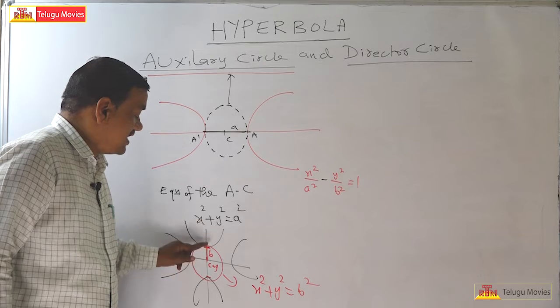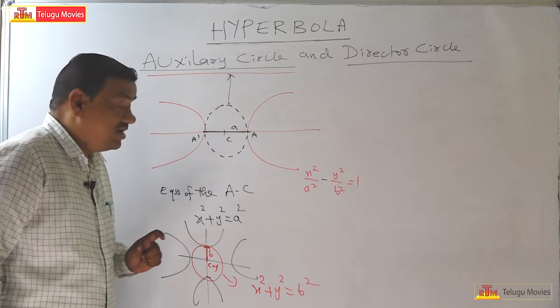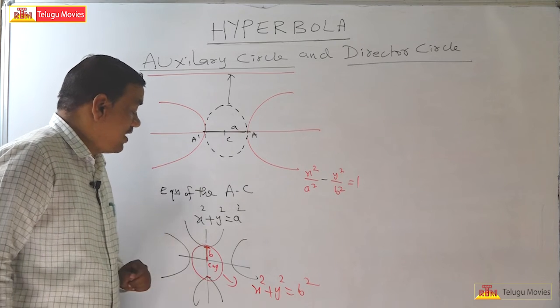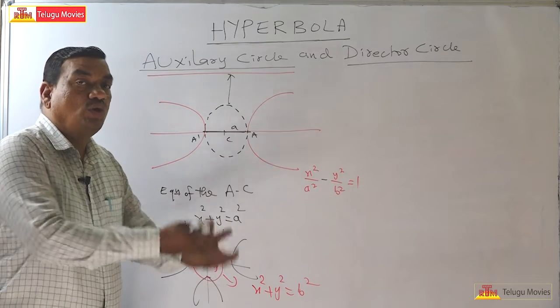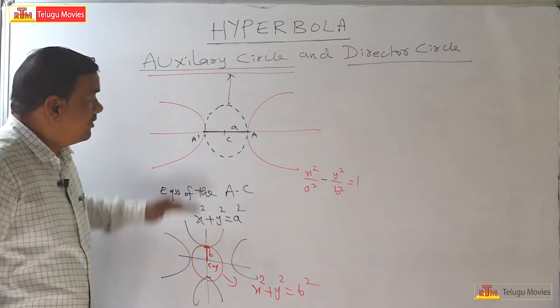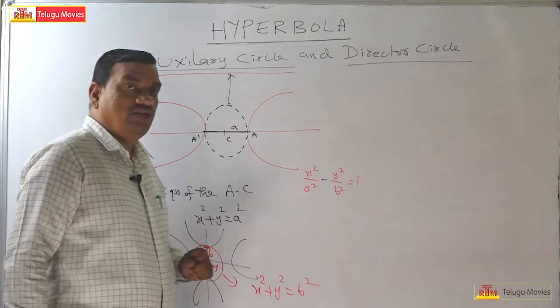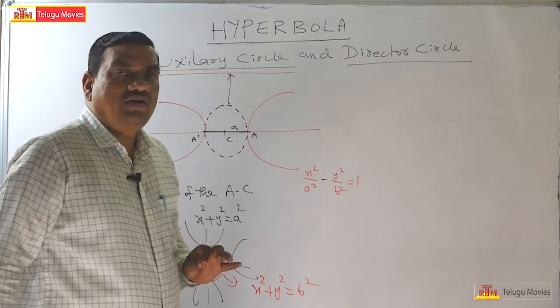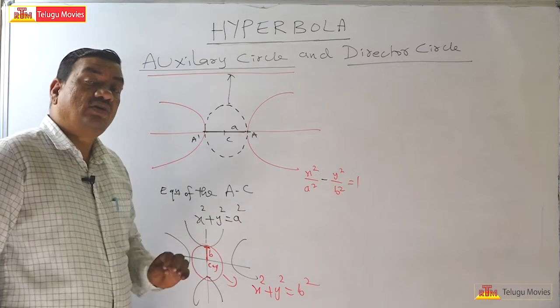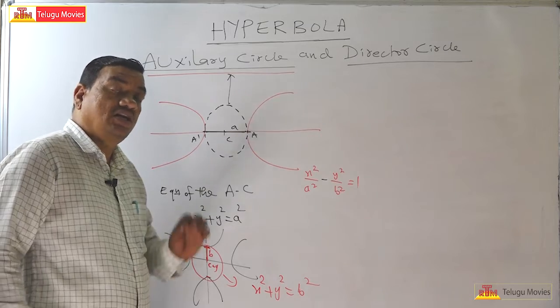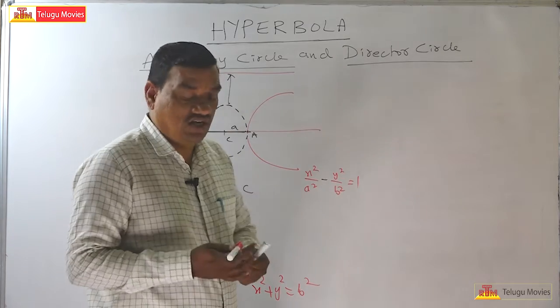Here the transverse axis is BB dash. The circle whose center is (0, 0) and radius is b, therefore x square plus y square is equal to b square. So there are two equations of this auxiliary circle. But what is the actual definition? This is a very simple definition, but let us see the actual definition of the auxiliary circle.